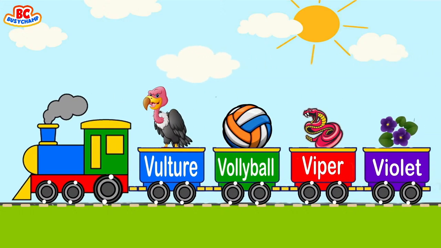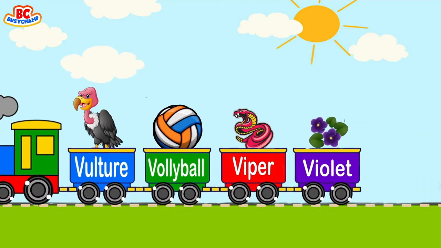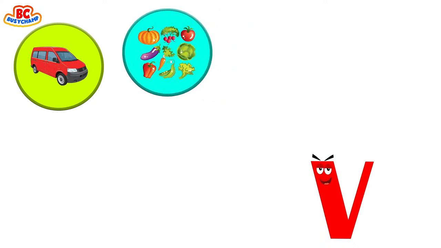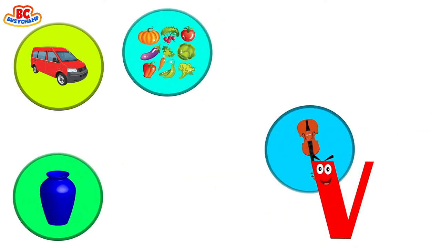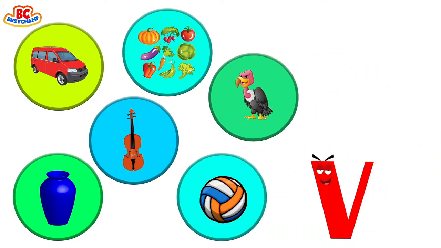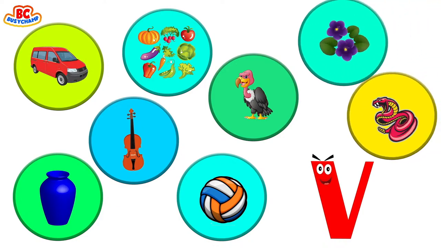Let's revise the words with the letter V. Vulture. Volleyball. Wiper. Violet. V. Van. Vegetable. Vase. Violin. Vulture. Volleyball. Wiper. Violet.